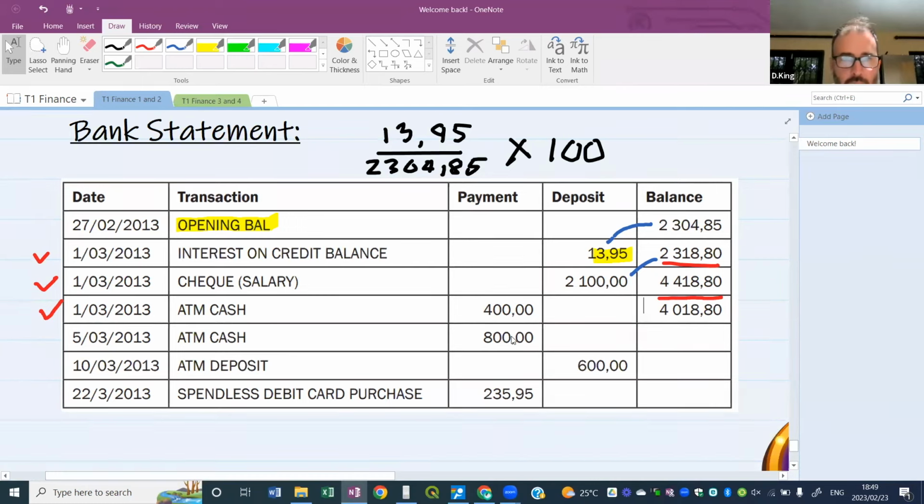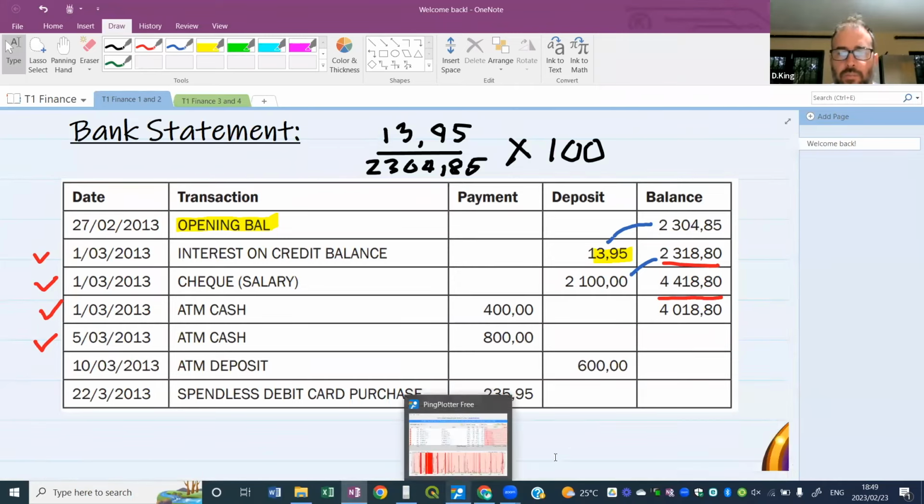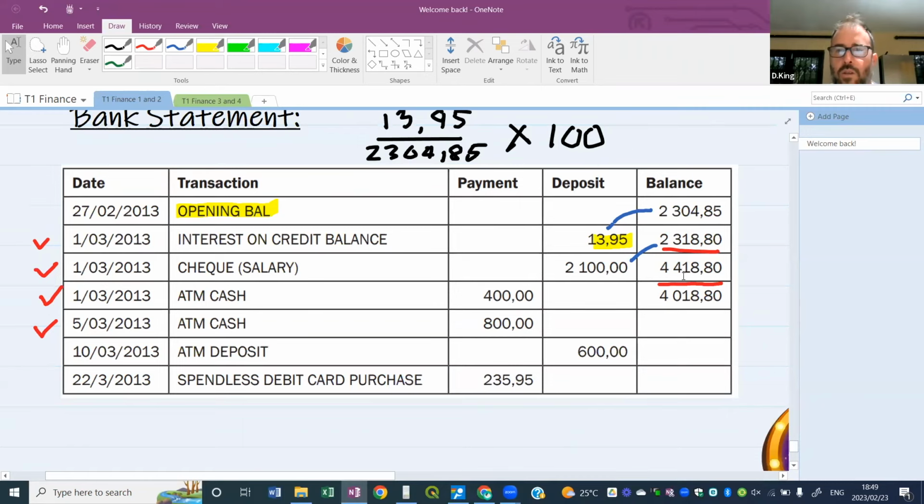What's happening with the next one? There is a cash withdrawal of 800 Rand. What's the new total going to be? Well done, guys. If we withdraw another 800 Rand, what's the new total going to be? Chiamo, Gersha, well done. Fast on the money.